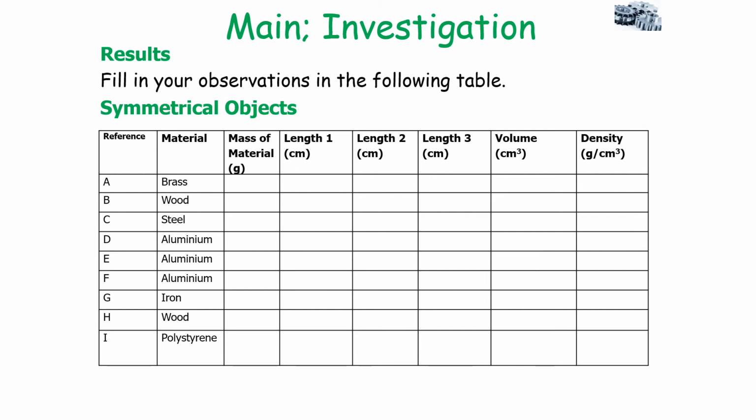Note, you would work out your mass by looking at the balance reading. You would then have your length 1, your length 2, your length 3, which is then measured with the appropriate measuring device, ruler, screw gauge micrometer or Vernier Caliper. You then work out the volume by multiplying those lengths together, and then the density is equal to mass over volume. Now note the units of the density in the table. It's the units of the mass divided by the units of the volume. So in this case it's grams per centimeter cubed.